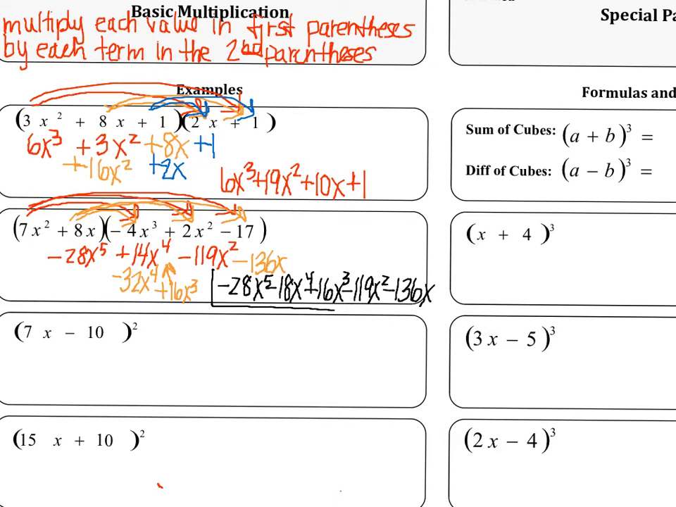So this is my final answer. Everything in the first went to everything in the second set of parentheses, and then I just combined my like terms.